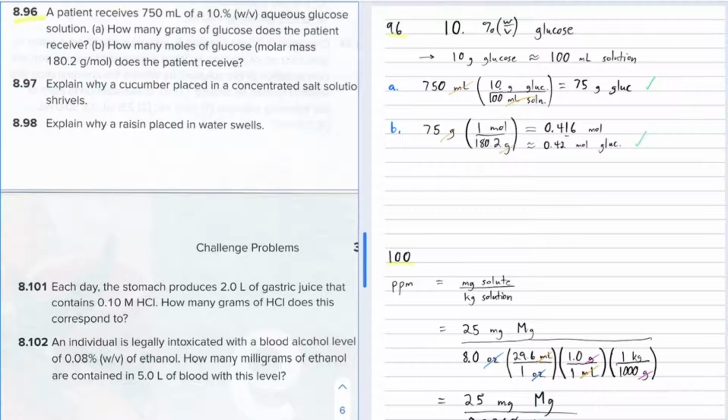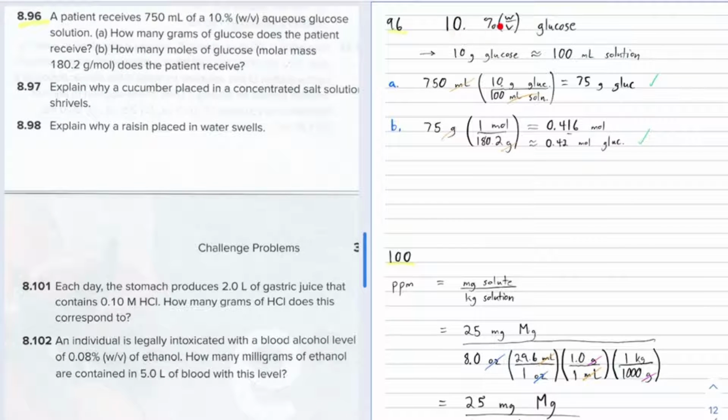Well, if you've got 10% glucose, W over V, that means for every 10 W's, there are 100 V's. That's how you interpret those percent-based concentration units again. This is W over V, so if you have 100 milliliters, then there are 10 grams of glucose. 10 W's for every 100 V's. That's a percent, W over V.